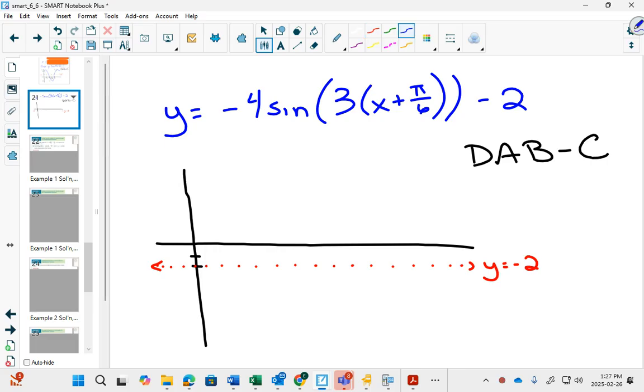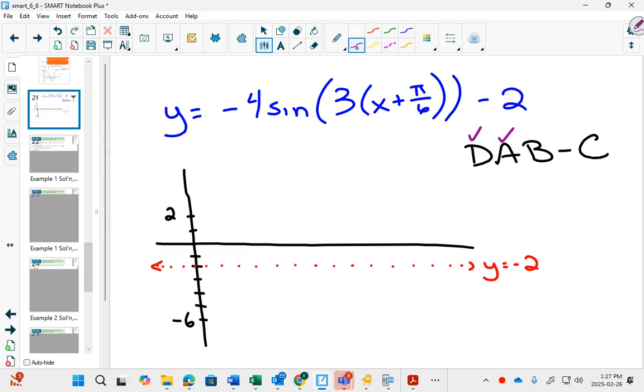That's all you have to do for d. Done. Next, my amplitude is 4, which means my a value is -4. Your amplitude is always positive because it's measuring up and measuring down. It's going to be 4, so I need to go up 4. 1, 2, 3, 4. A maximum of 2, down 4. 1, 2, 3, 4. A minimum of -6. And that's all we need to do for our a value.